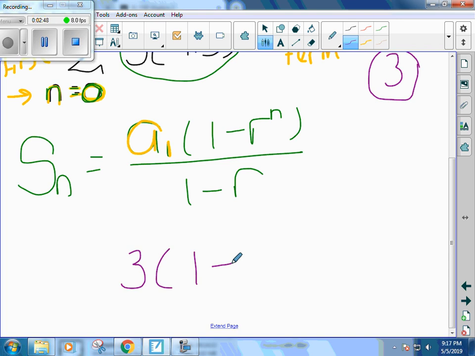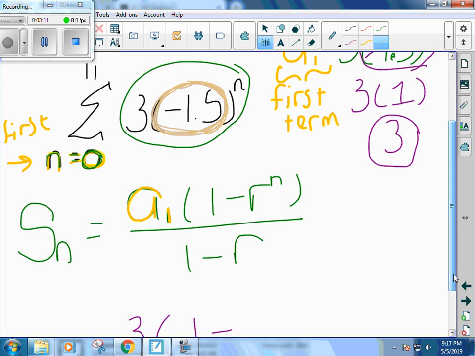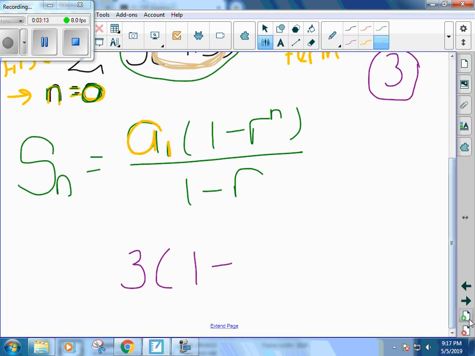My ratio, and again we talked about it in the last video, is the number that's being raised to the power. So this multiplication part is what's changing each time. The 3 is constant. So the ratio is what I would multiply, or what's going to change. So my ratio is negative 1.5.